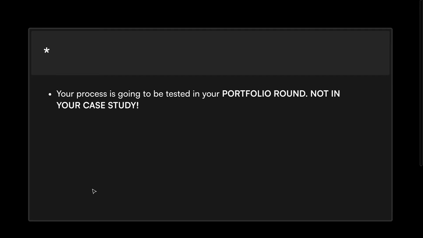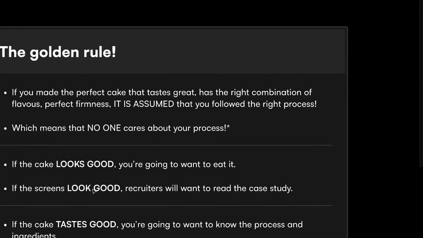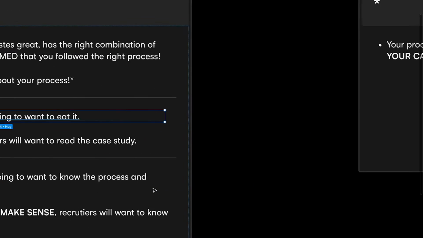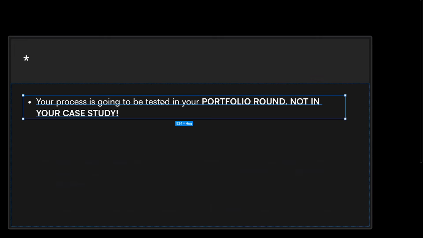A lot of people think that you have to show your entire process in your case study because that's important. Yes, that is important, but not now. Because the first point of validation is if your cake looks good, which basically means if your screens look good, right? That's what they're going to be testing. And if that looks good, they're going to want to know about your process. What that means is your process is going to be tested in the portfolio round, which is basically the first interview or probably the second interview that you get, and not in your case study.